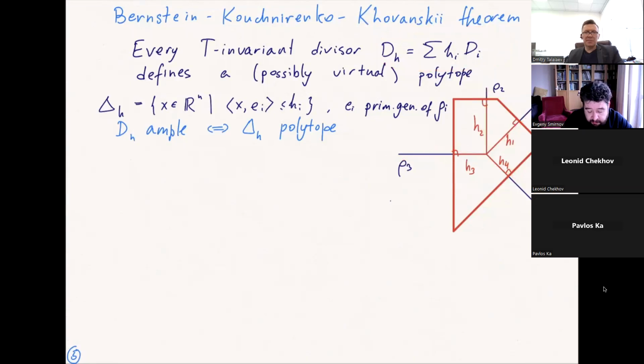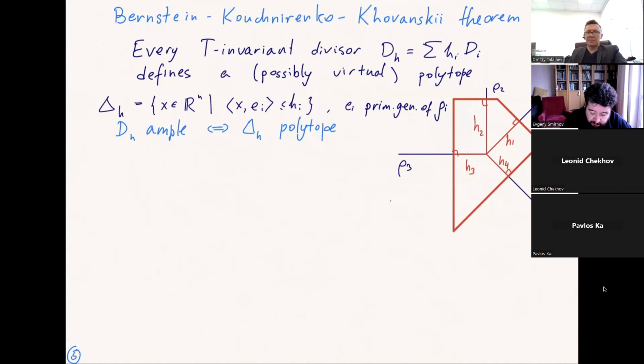And now, given a bunch of numbers, so on each ray I can write a number, and given such a picture, I can draw a polytope. How do I do that? I need to take the distance hi on each ray and take the hyperplane perpendicular to ri and intersecting it at this point. So this distance must be hi, and eventually I get a polytope, or maybe not if I'm not so lucky.